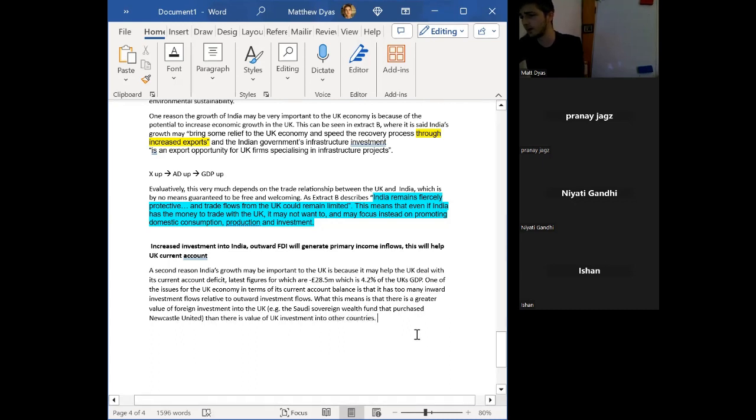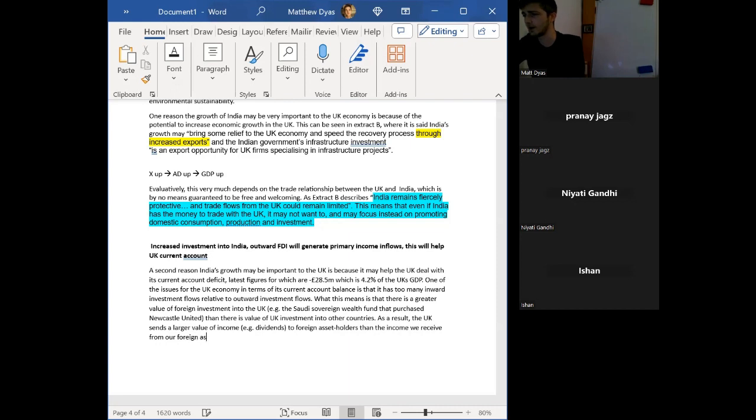So basically, we let other countries invest in our businesses more than we're investing in businesses in other countries. And what this means is, as I will now explain, as a result, the UK sends a larger value of income, e.g. dividends, to foreign shareholders, let's say asset holders, than the income we receive from our foreign assets.